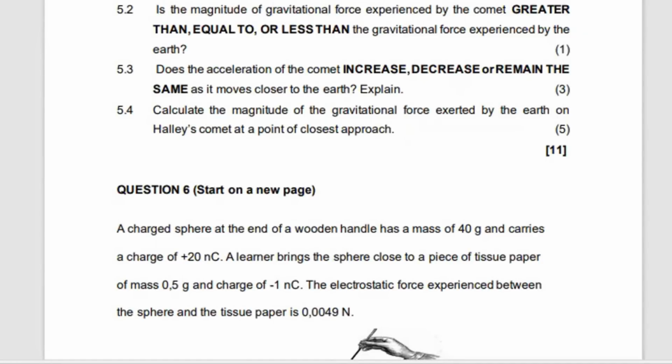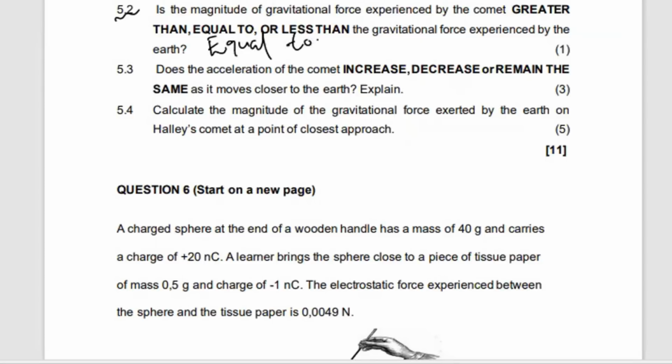Every object in the universe will experience a force of attraction or repulsion that is directly proportional to the product of the masses and inversely proportional to the square of the distance. This is a G. All right, so that is that. Then 5.2. Is the magnitude of the gravitational force experienced by the comet greater than, equal to, or less than the gravitational force experienced by the Earth? In this case, the 2 objects will experience the same amount of force, just in the opposite direction. So this is equal to.